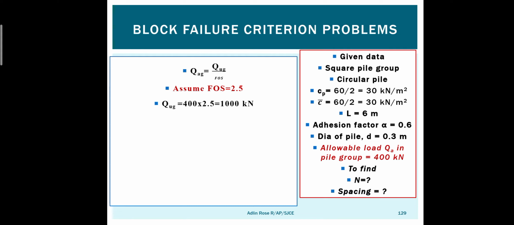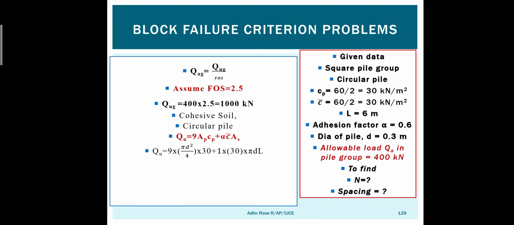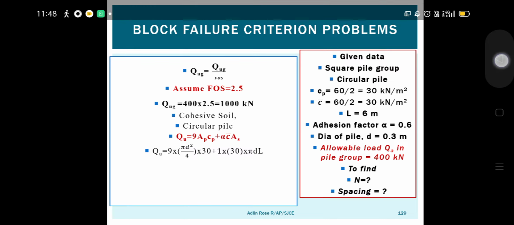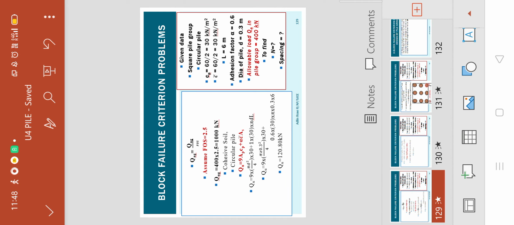Now by the static formula, we know that for a cohesive soil and a circular pile, just now we solved a problem, no? Static formula: QU is equal to 9 AP CP plus alpha C bar AS. So 9 into, it's a circular pile, so the area is pi by 4 d square, into Cp 30, plus alpha is 0.6. I'm really sorry, I made a mistake again.